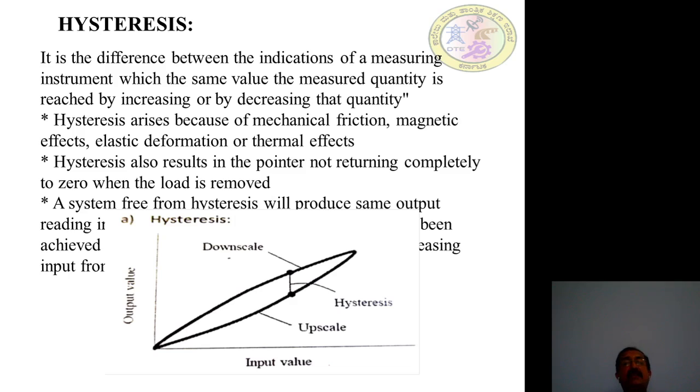Second, the magnetic effect, which I have already explained. Next, elastic deformation or thermal effect. What do we mean by elastic deformation? When you apply a load on some metal or element, it undergoes a deformation. When you release the load, what happens? It will come to its original position. That is perfectly elastic. Suppose it does not come to its original position, then it is called hysteresis in this case. Hysteresis also results in the pointer not returning completely to 0 when the load is removed.